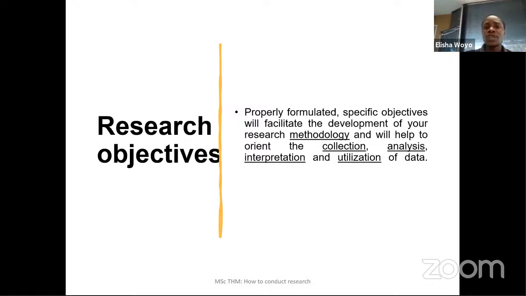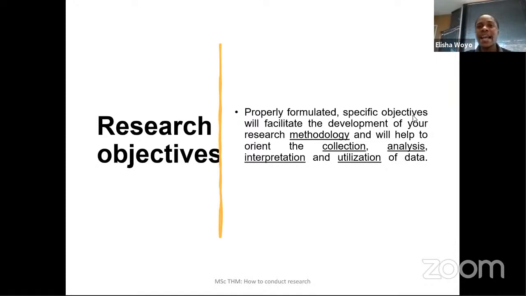So generally, when you formulate your objectives, properly formulate them because they have got a bearing on the kind of research methodology you are going to use. They have a bearing in terms of how you are going to collect the data. They have a bearing in terms of how you are going to analyze the data.